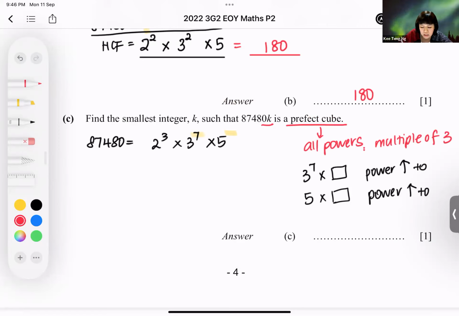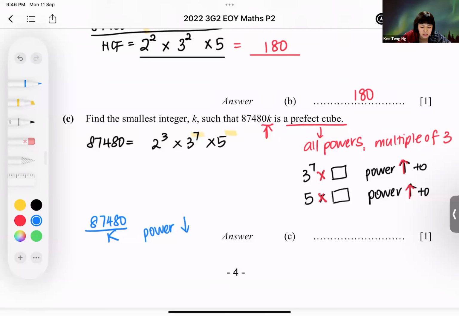Now, you notice how this is multiplied by k. When you multiply by something, the power always increases. If the question were to say, I'm going to divide by something, for example, 87480 over k instead, then the power for whatever factors will now decrease. So there are two ways that we can set this kind of question. One can be multiplied by, one can be divided by.